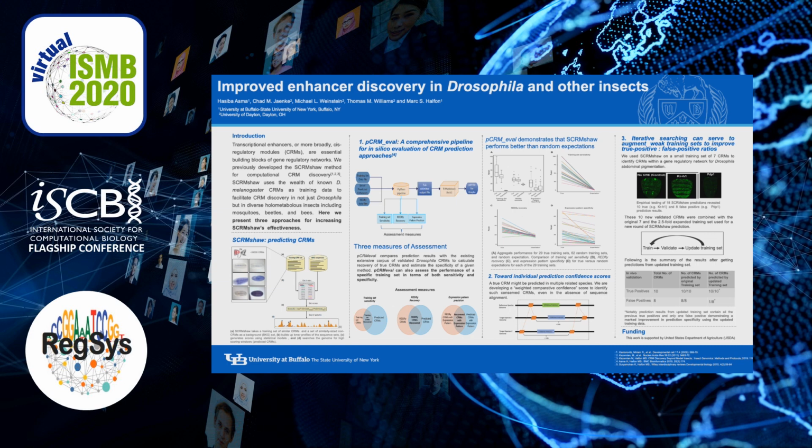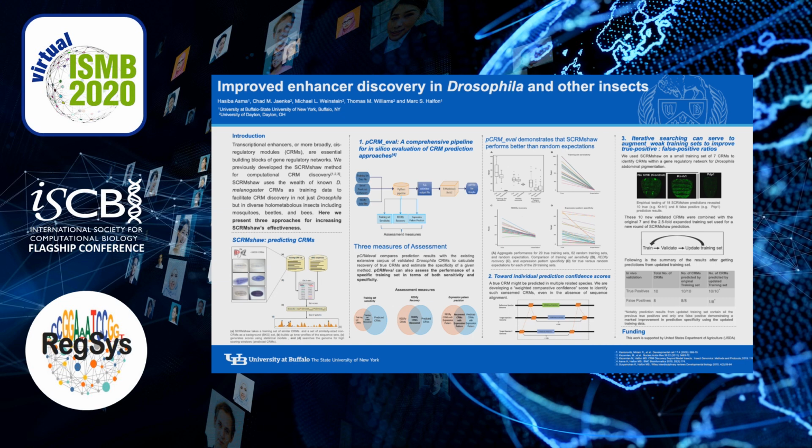Now we are working on a number of things to improve the ways to use scrimshaw. Here I discuss 3 different approaches for increasing scrimshaw's effectiveness that I am currently working on. So first of all, we developed this pipeline, PCR-eval, that you can see in the second column, for in silico evaluation of scrimshaw's predictions. It computes 3 measures of assessment.